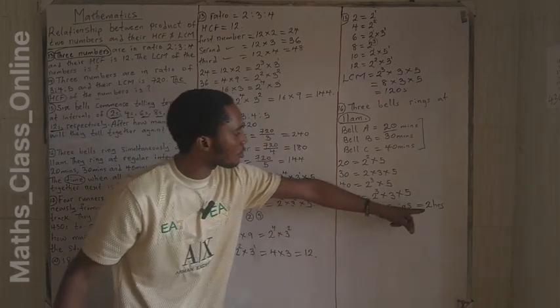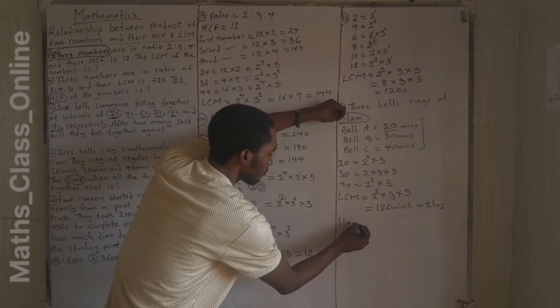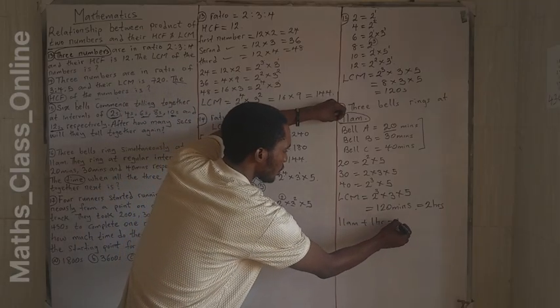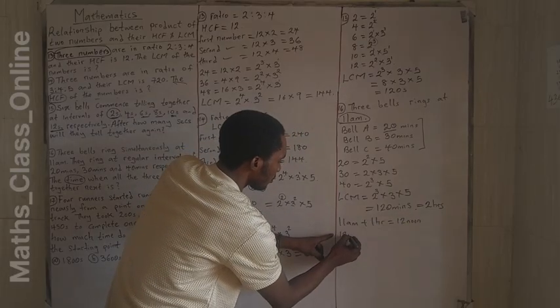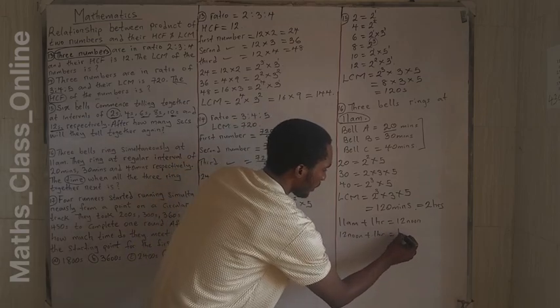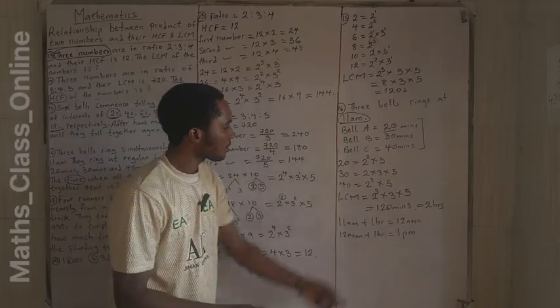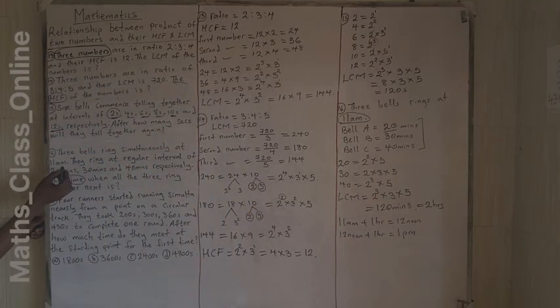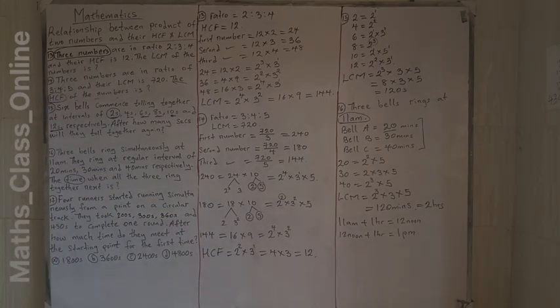Now let's add these 2 hours to what? To 11 a.m. 11 a.m. plus 1 hour. That is 12 noon. Now again, 12 noon plus 1 hour. That is what? 1 p.m. So that means that the time that all these 3 bells will ring together is what? Is 1 p.m.